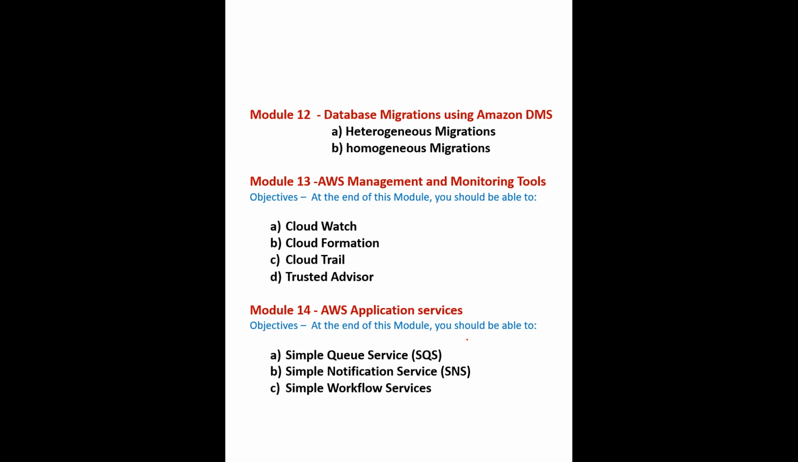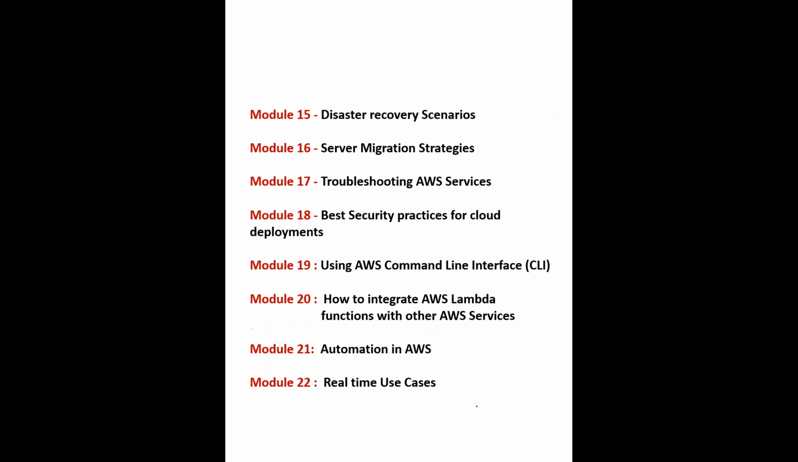Module 14 covers different application services like SQS, SNS, and workflow services. And module 15 is disaster recovery scenarios, migration strategy, troubleshooting, etc. Troubleshooting AWS services, best practices, command line interface, and integrating AWS Lambda services, automation, and real-time use cases. So these are the different services and modules that we are going to discuss.